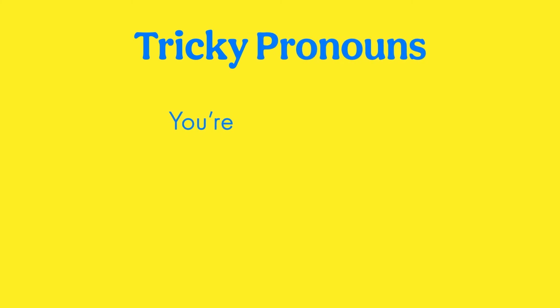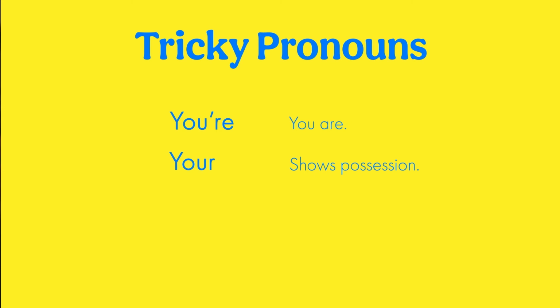Okay, and then with your, same idea. So you're coming today, aren't you? So you are coming today, aren't you? So the YOU apostrophe RE means you are. And then it's your birthday today, hooray! So your is YOUR. So that your is possession, like your birthday. So it's just the YOUR.